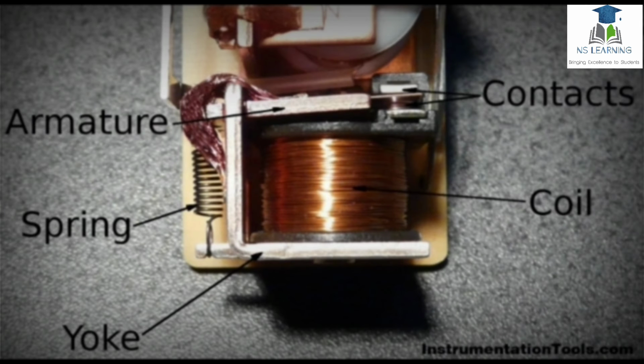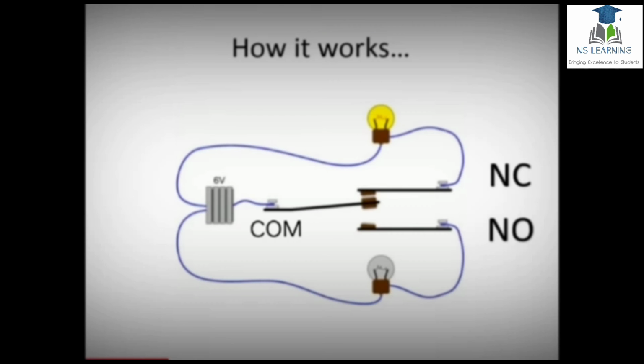In this figure we see the construction of the relay, which consists of an armature, spring, and contacts. Here two contacts are present, one is movable and the second is fixed. Then the coil and yoke. We already know there are three contacts present in the relay: NC, NO and common. Normally closed, normally open and common. The common terminal is common for the NC and NO terminals.